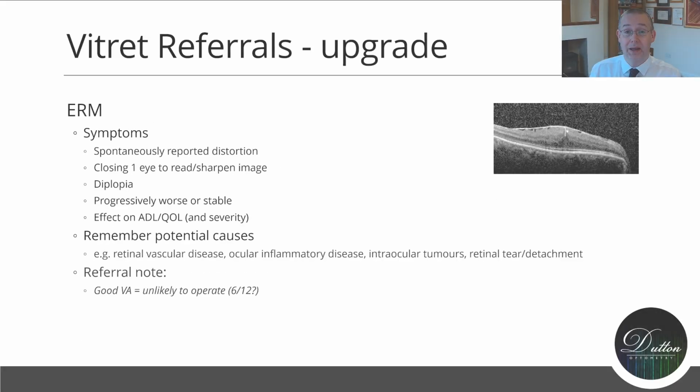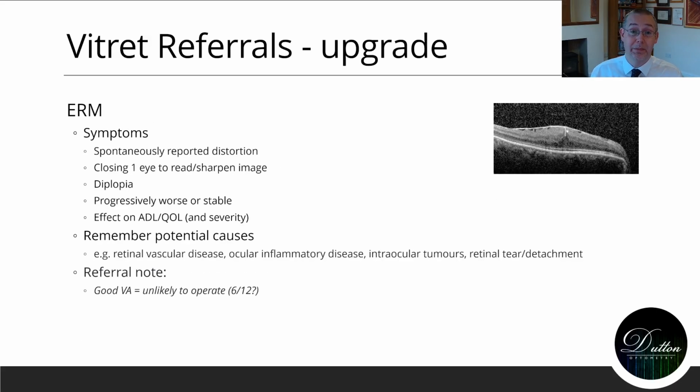And finally, just to talk briefly about epiretinal membranes, we see quite a lot of these. Describing specific symptoms, so have they noticed spontaneously reported distortion? Are they closing one eye to read or to help to sharpen the image? Those key words are actually really pertinent. Any diplopia? Is it getting progressively worse or stable? We should be describing that with any symptoms. And specifically, how is it affecting their quality of life and activities of daily living?